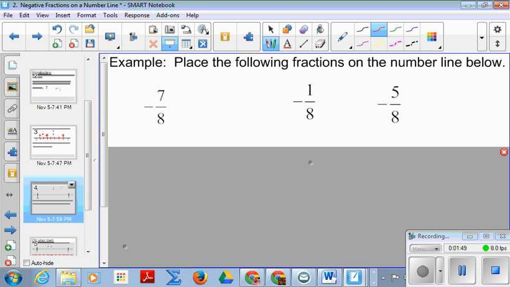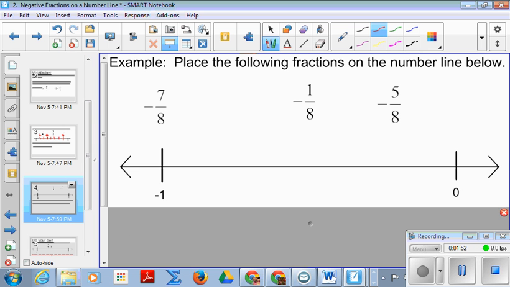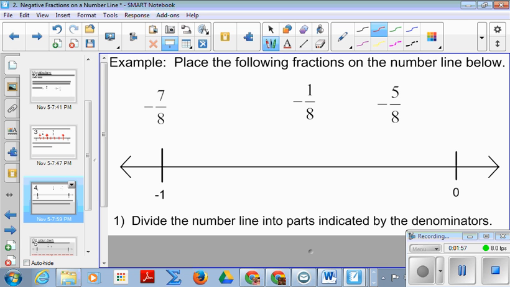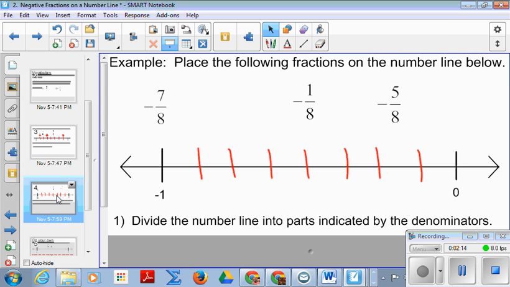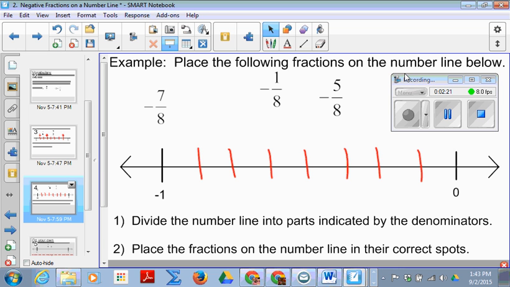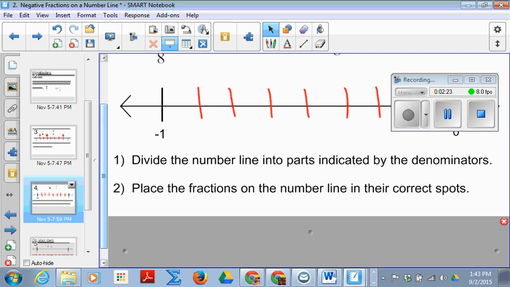So now we're going the other side. We're going negative fractions. And it works the exact same way. Okay, divide the number line by the indicated denominator. So we're in 8s again. We've got 8 sections. Then after that, let me move these over. Can't do that with the pen in my hand. Space here. After that, we place the numbers in the correct spots.